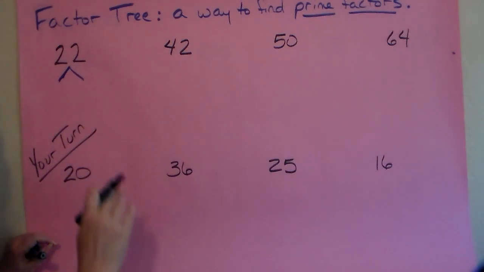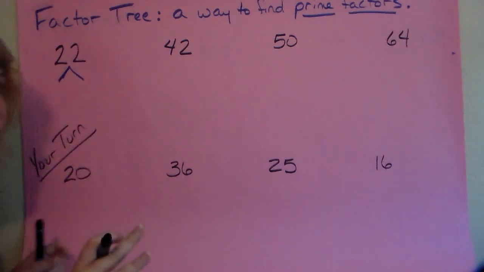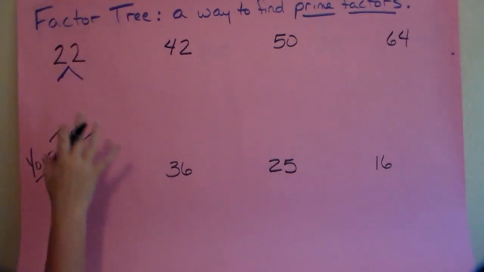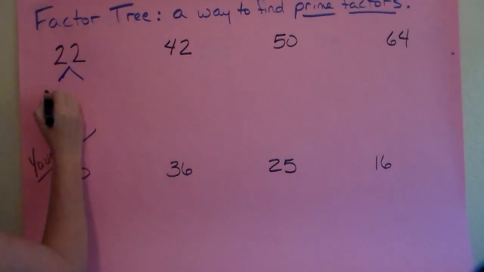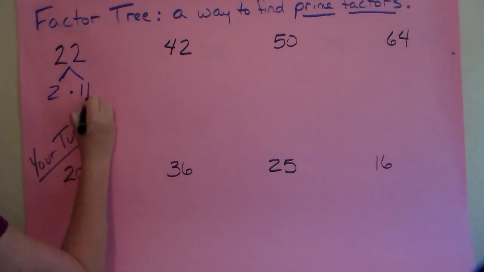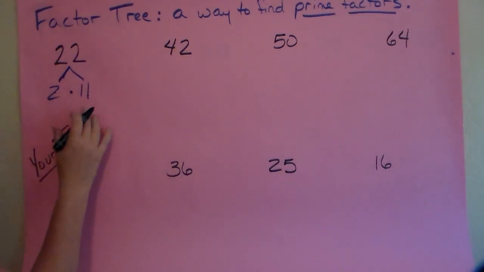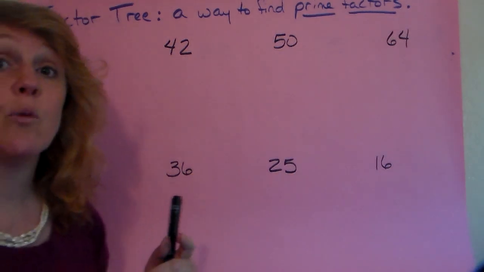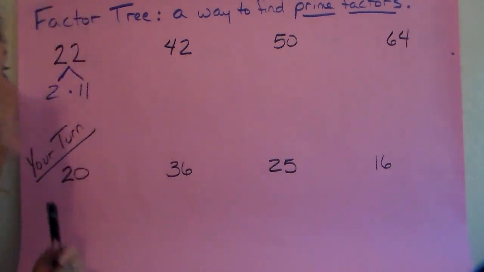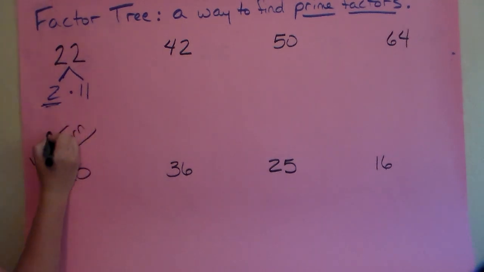And you're going to tell me the 2 numbers that are not 1 that multiply together to make 22. Well, for 22, it's 2 times 11. 2 times 11 is 22. Now, the question is, are we done? Did we get prime numbers? 2, is 2 a prime number?